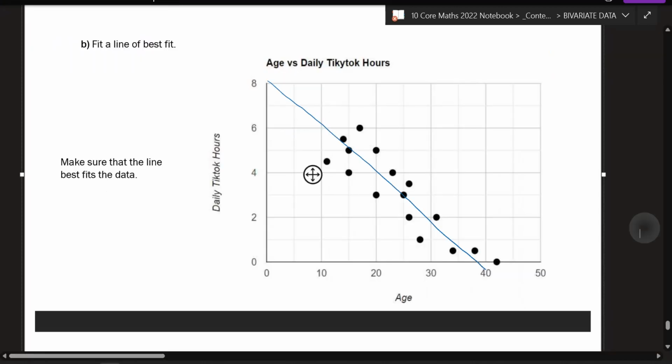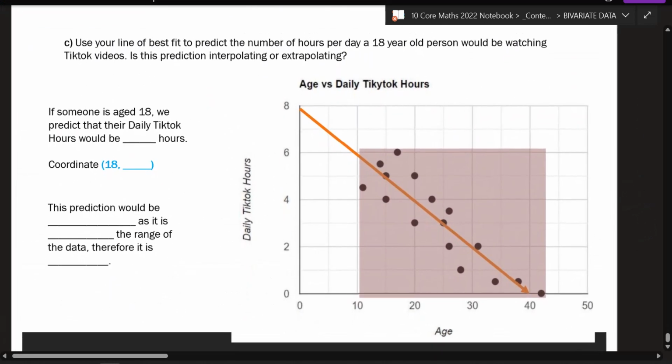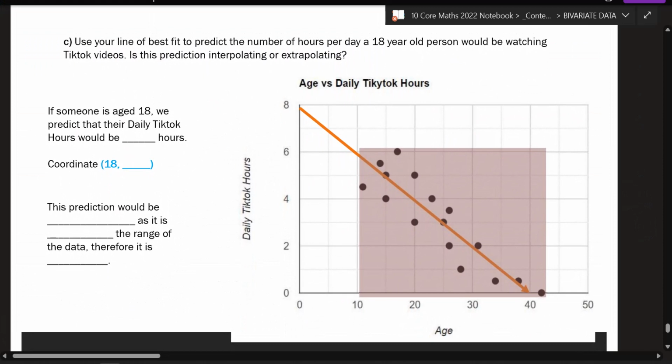Okay, all right, so there's your line. Next question. Use the line that you've drawn to make a prediction on the number of hours per day an 18-year-old person will be watching TikTok videos. Is this prediction reliable, or is it interpolating or extrapolating? So if someone was 18, let's look at the age 18. 18 would be maybe somewhere about here. Okay, so if their age was 18, how many hours of TikTok would they be watching, guys?